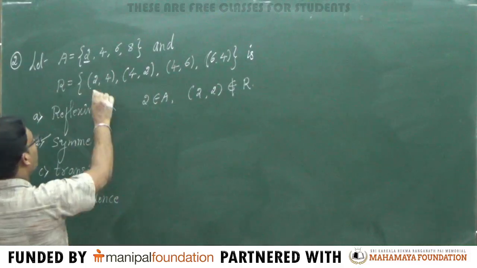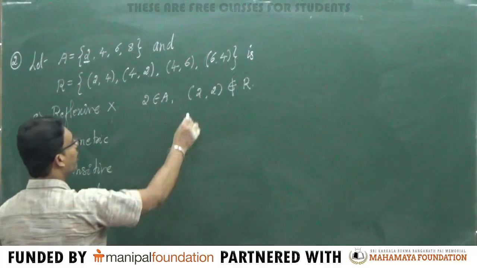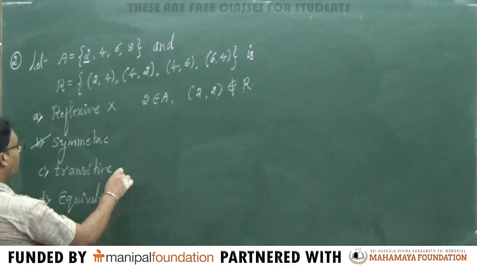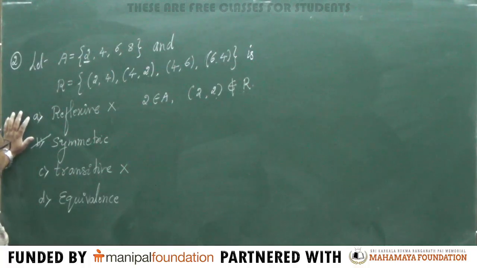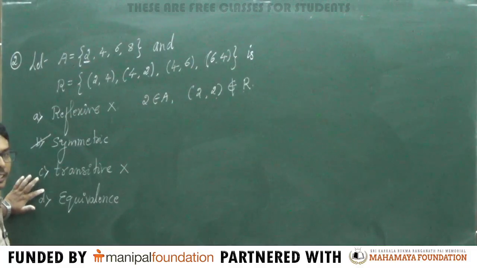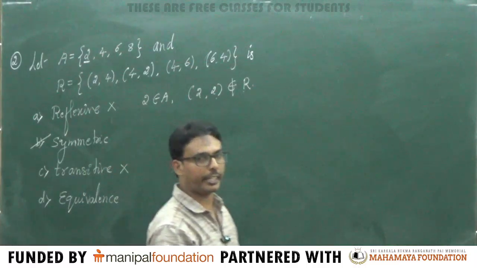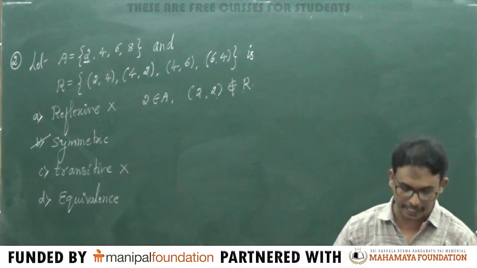Here (2, 4) and (4, 2) are present in the relation R, but (2, 2) does not belong to the relation R. Therefore, the relation R is not transitive. If the relation is not reflexive or not transitive, then the relation is not an equivalence relation. Therefore, for this problem, the correct answer is that the relation is a symmetric relation on the given set A.